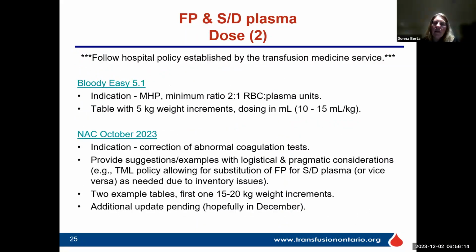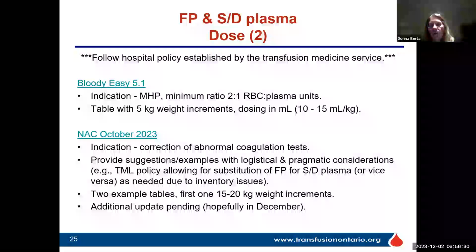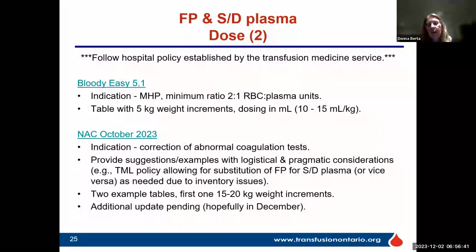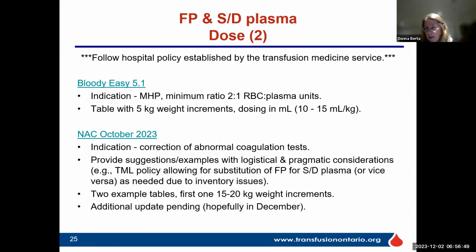Again, I will point out that for the information I'm going to present next, you should still follow the policy established by your transfusion medicine service, but you may want to ask them to consider some of this information. Bloody Easy 5.1 has said for massive hemorrhage protocols, the ratio should be 2 to 1 for red cells to plasma. They also provide in Bloody Easy 5.1 a table with 5 kilo weight increments and dosing in mLs based on the 10 mL per kilo or the 15 mL per kilo. But you just get that mLs. It doesn't really tell you how many units you would need.